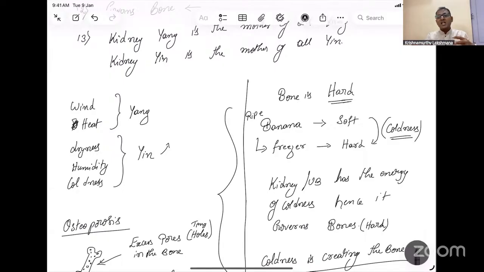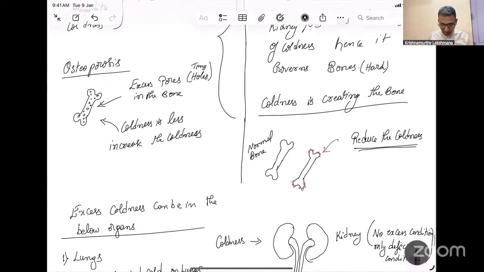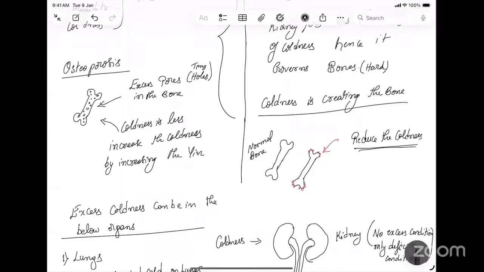So wherever there is yin deficiency, you will have to increase the coldness by increasing the yin. Yin is substance. So the substance is missing in the bone. So I have to increase the substance. Okay, making sense? Yes, sir.